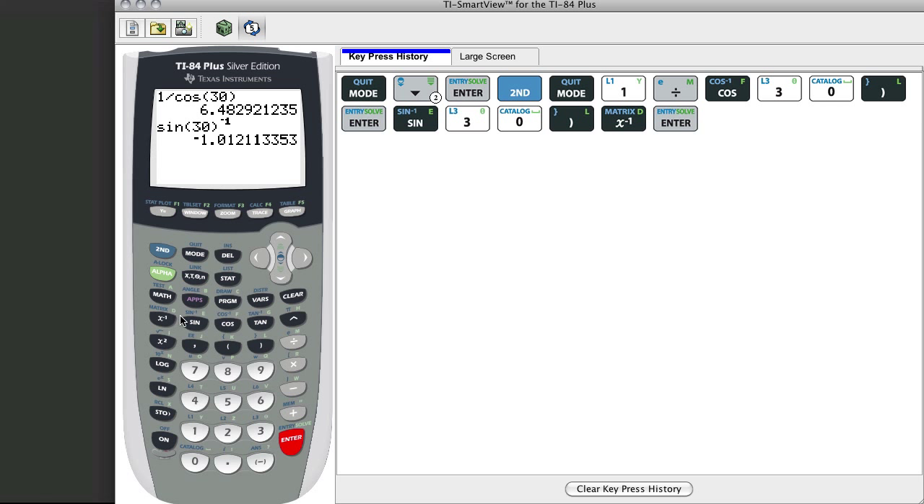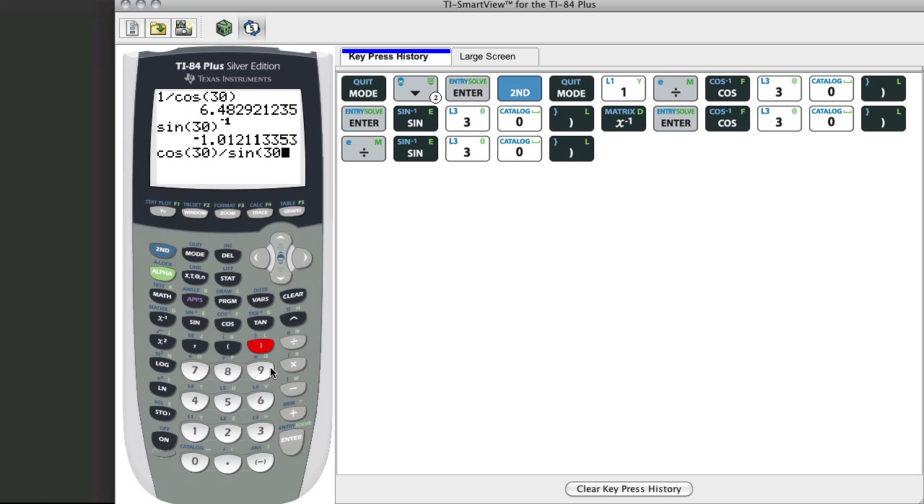And then the third question said, find the cotangent of 30 radians. I know that the definition of cotangent is x over y, and that's the same thing as saying cosine over sine. So I'm going to say cosine 30 divided by sine 30. And when I press enter, I find out that the cotangent of our angle of 30 radians is negative 0.156. So now that I've had the calculator do these, I'm going to go back and write up my answers.